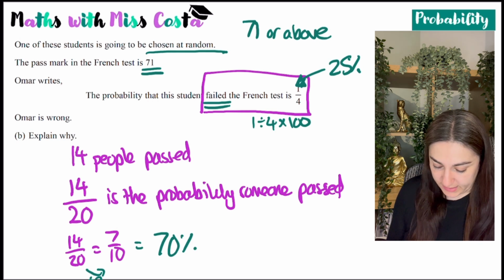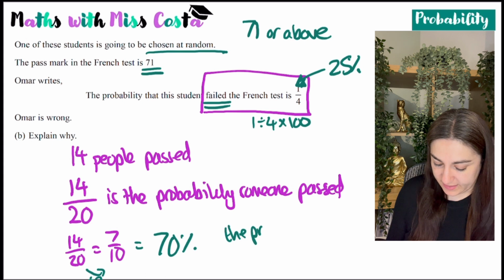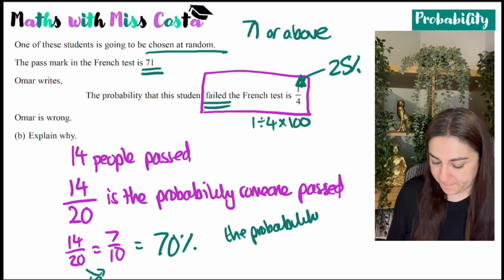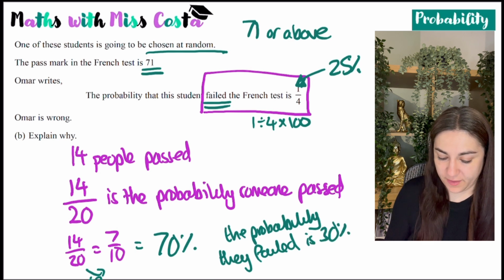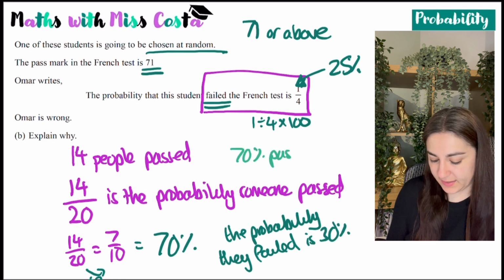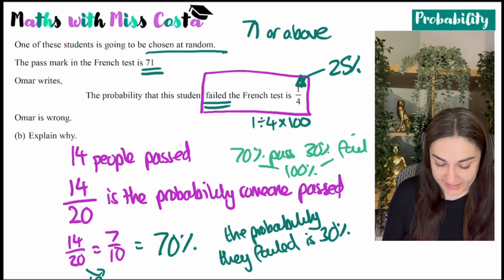He is wrong, because the probability they failed is 30%, because if 70% pass, then 30% must fail, because percentages have to add up to 100 in real life situations anyway.